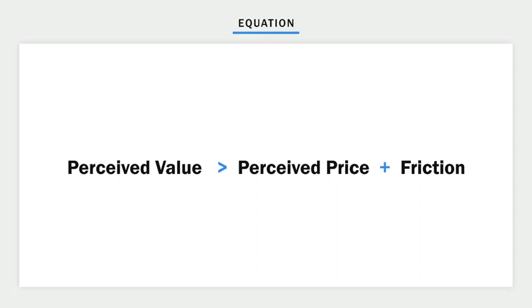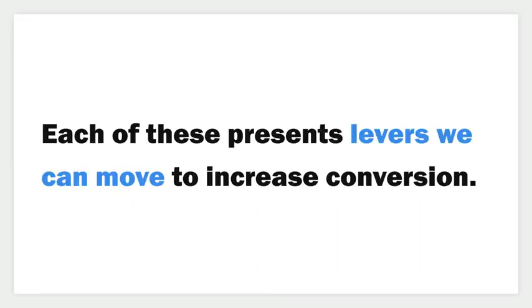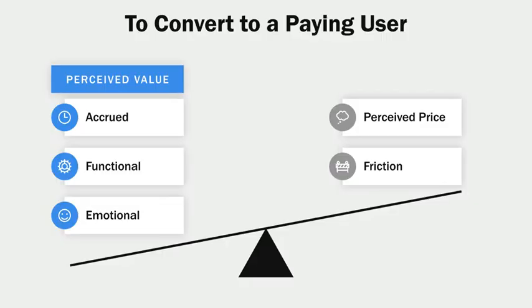In the Gucci example, they are increasing the perceived value of the products before you actually get to the price and the friction involved to purchase the items. So each one of these presents different levers we can move in order to increase conversion. The first we're going to go through is perceived value and the 3 different components: accrued, functional, and emotional value. We'll then talk about perceived price and some of the different strategies and examples we've seen out there to decrease perceived price. And finally, we'll talk about friction and how to overcome the physical and cognitive friction involved in monetizing a user.